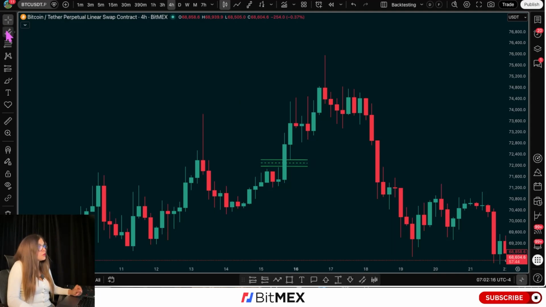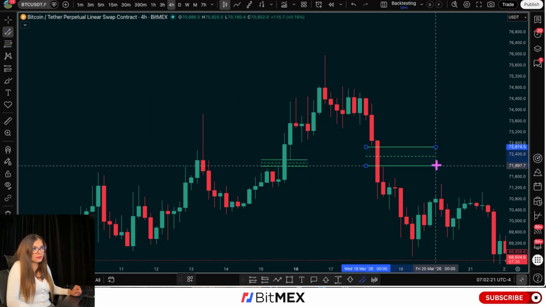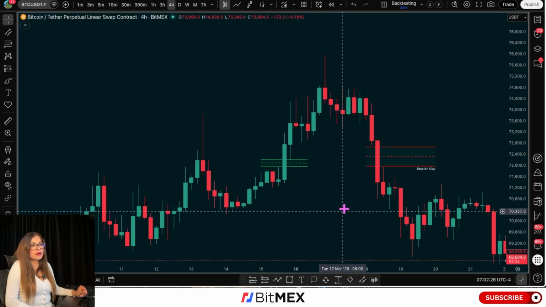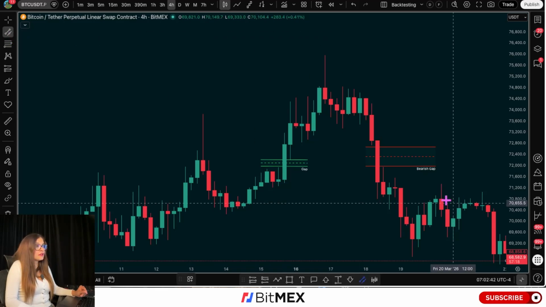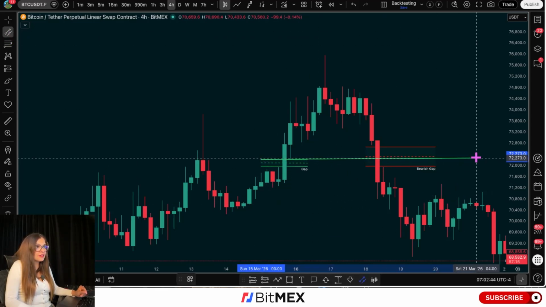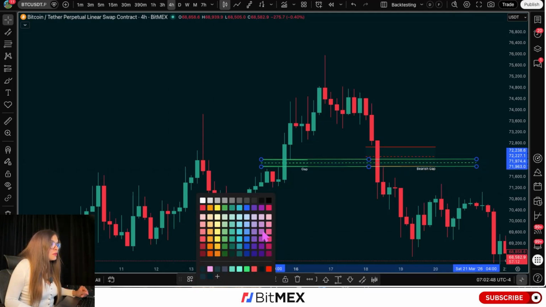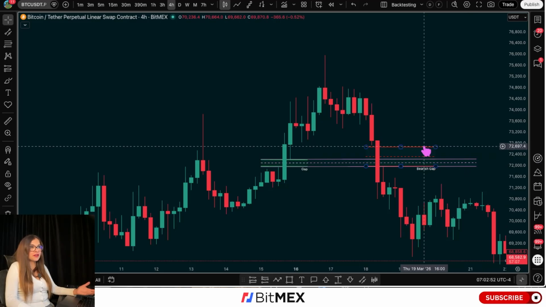So here you can clearly see that we have a bearish gap. Okay, let me just put the bearish gap over here. All right, you have a bullish gap here, and now I have an inverse fair value gap. What color can I put that at? Okay, let's do pink. Now I have an inverse fair value gap.